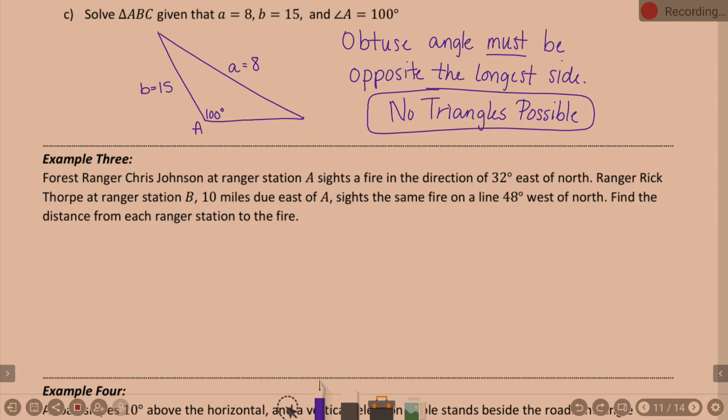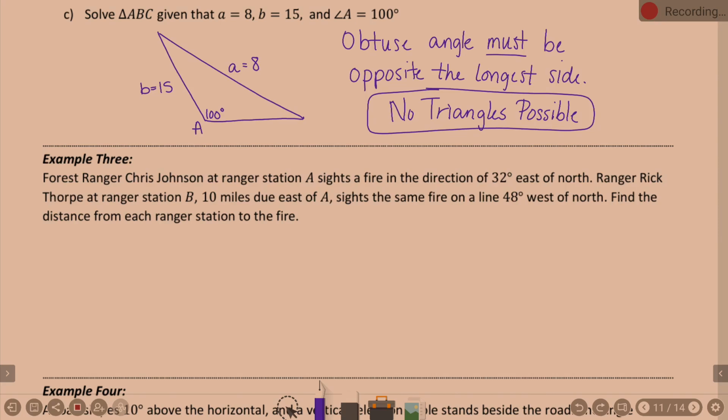Okay, we have 2 word problems. Ready to talk? Now, word problems, we're talking law of sines. So obviously the key is we're going to use law of sines to solve them, right? It's trig, we're going to need a picture. Forest Ranger Chris Johnson at Ranger Station A sights a fire in the direction 32 degrees east of north. Ranger Rick Thorpe at Ranger Station B, 10 miles due east of A, sights the same fire on a line 48 degrees west of north. Find the distance from each ranger station to the fire.